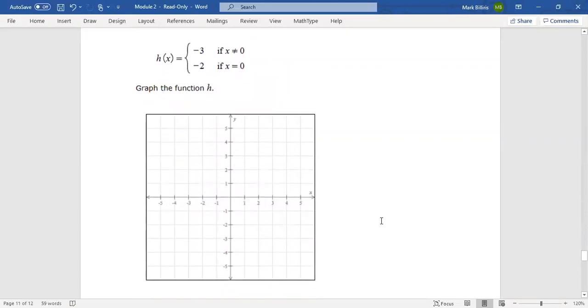Now we're going to talk about piecewise functions. So here we're given h of x equals -3 if x does not equal 0. And h of x equals -2 if x equals 0. So what I do is I set up a table of values. So I do it if x does not equal 0 and if x equals 0. So I make an XY table for both.